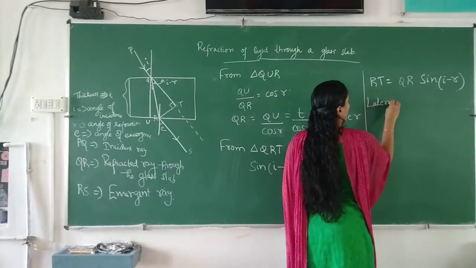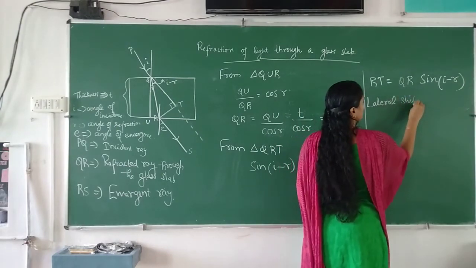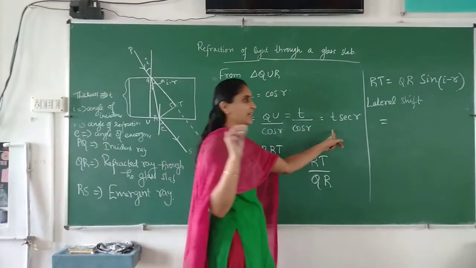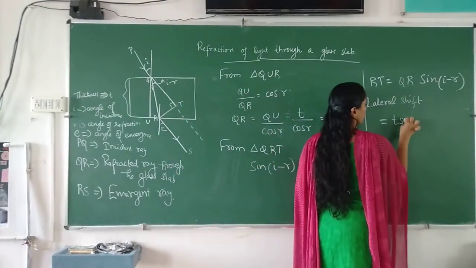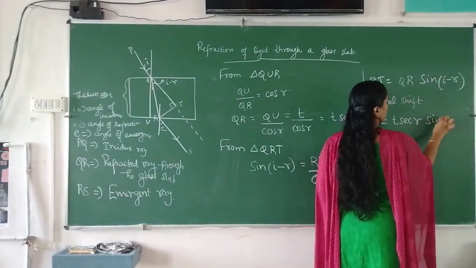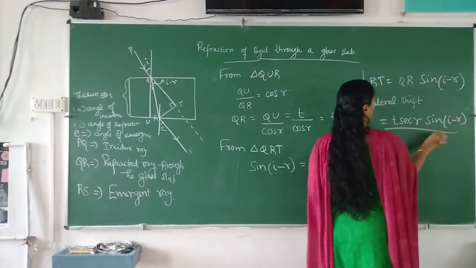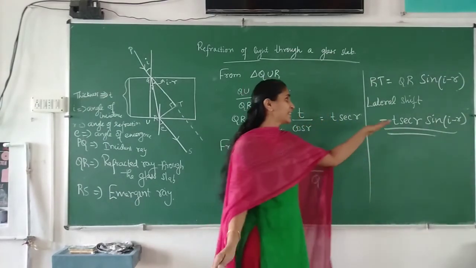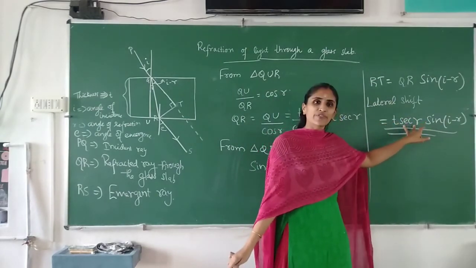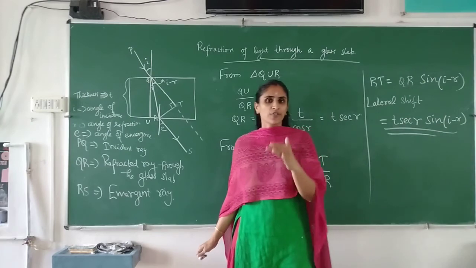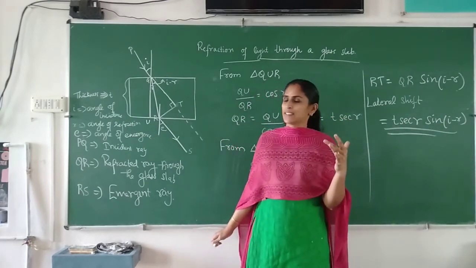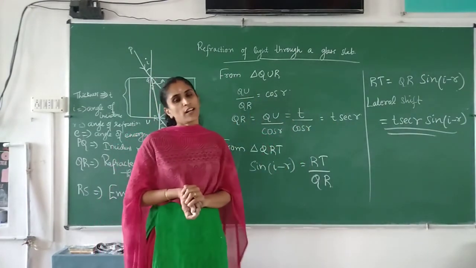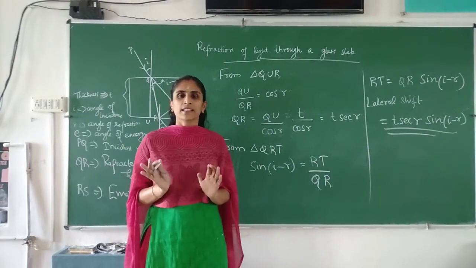So we can write lateral shift is equal to QR. What is QR? We put it as T sec R. So lateral shift is equal to T sec R into sin(I minus R). So by using this we can find the lateral shift, where T is the thickness of the glass slab, R is the angle of refraction, and I is the angle of incidence. So we can see that as thickness increases, what happens to the lateral shift? Lateral shift also increases. Is it clear?